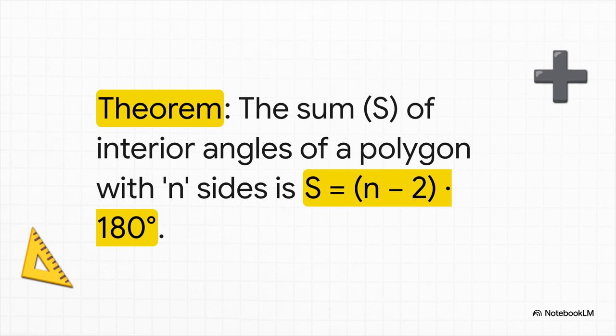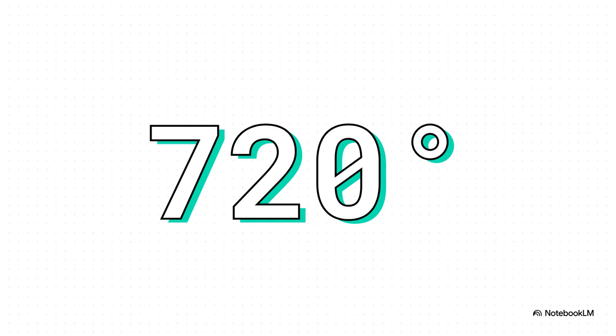Now this right here, this is one of the most powerful rules in all of geometry. Seriously, this theorem is like a cheat code that lets us find the sum of all the interior angles for any convex polygon, and all you need to know is its number of sides. The formula is so simple. Just take your number of sides, n, subtract 2, and multiply that result by 180. That's it. So let's try it out with a hexagon, where n is 6.